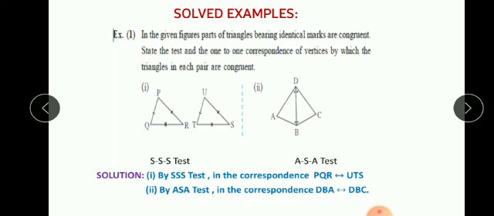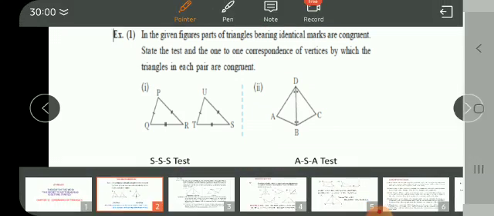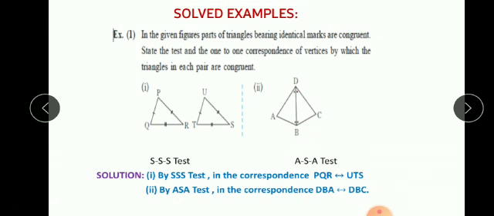Let us see the second figure. Here also there are two triangles. This is one and this is the other one. Which two triangles here? DBA and DBC. Here side DB is common to both the triangles. And two angles are given, angle ABD and angle CBD. So two triangles are given and one side is common. Which side? Side BD is common to them.